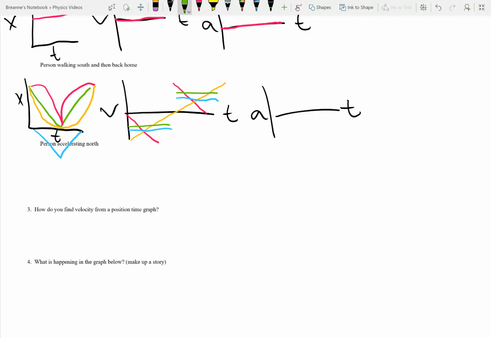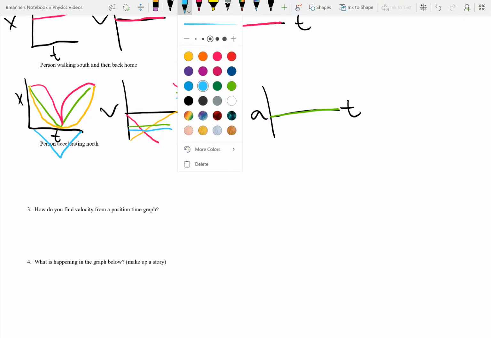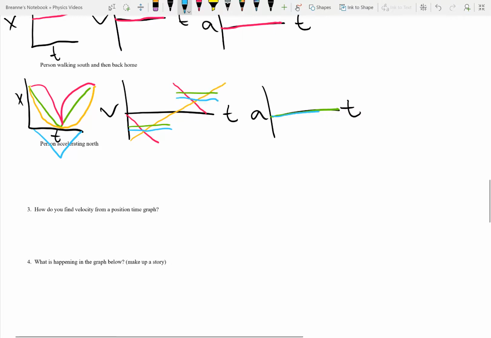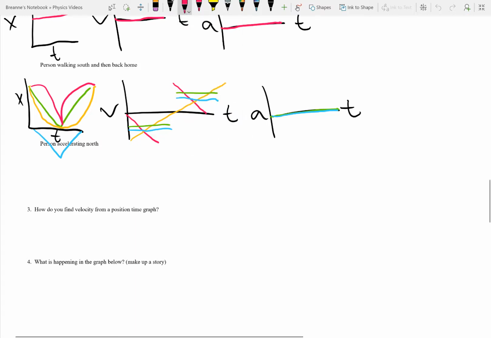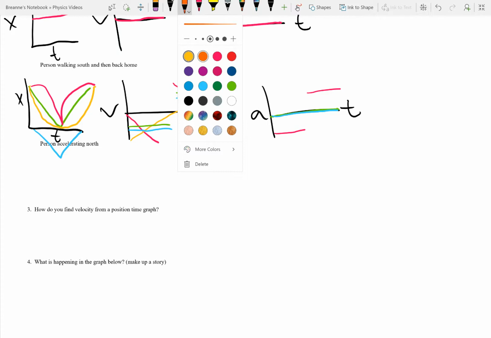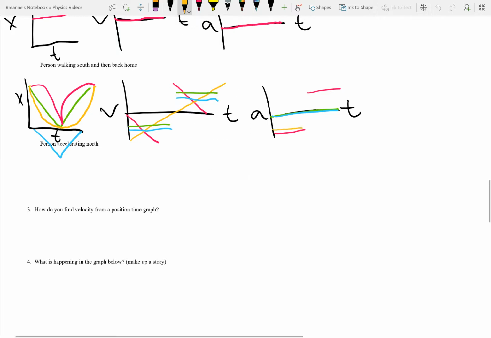So of course for your green and for your blue, your acceleration would be 0, because you have a straight line in the velocity. Your velocity is constant, so you're not changing, so you have no acceleration. You are changing for the next two. For your pink one, you're accelerating. For the yellow one, you're accelerating. So, kind of give you an idea for that.